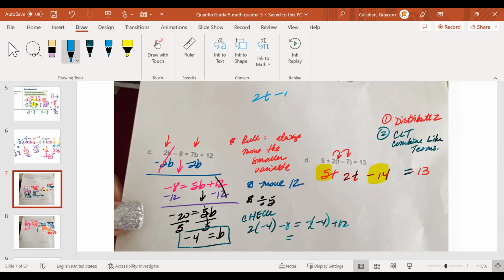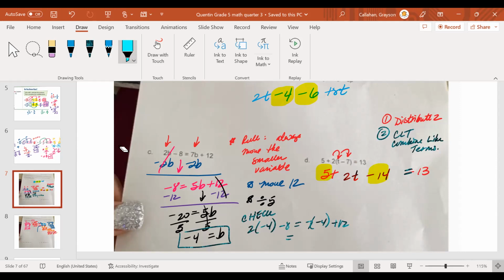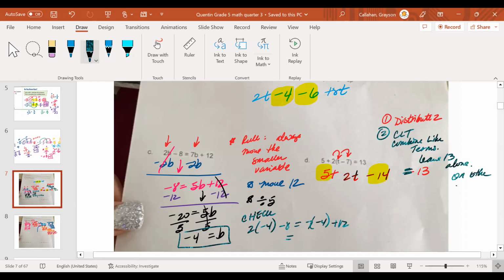If you have 2t minus 4 minus 6 plus 8t, look at this one right here, right? Do you see how these two numbers are numbers without any letters? You can combine them. Yeah, but 13 is on the other side of the equation, so you leave it alone. There's an equal sign. Leave 13 alone. It's on the other side of the equal sign. Do you see that? Okay, so leave it alone. What's 5 minus 14?